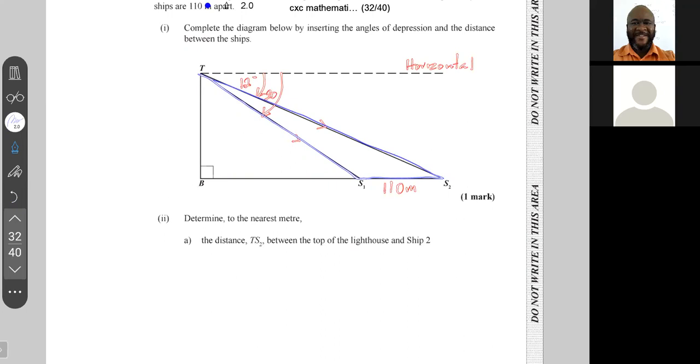I have one angle already. This angle here, it's not stated there, but you can easily see that this is 8 degrees. Now, from the horizontal to the first line is 12. From the horizontal to the second line is 20. So the angle between the two of them is 8 degrees. Now, this angle here is also 12 degrees. So this is 8 and this is 12, that's 20. It means that this angle here is 160 degrees.